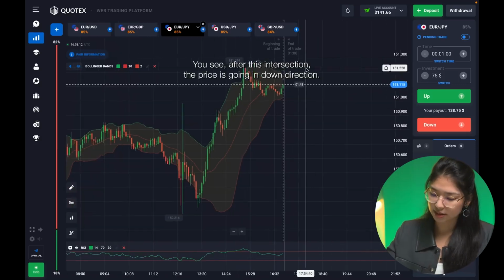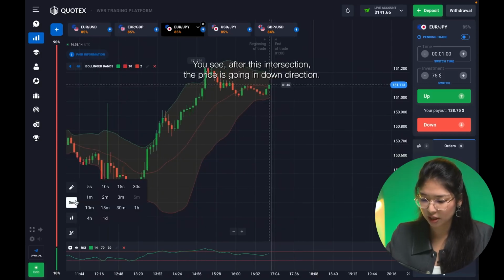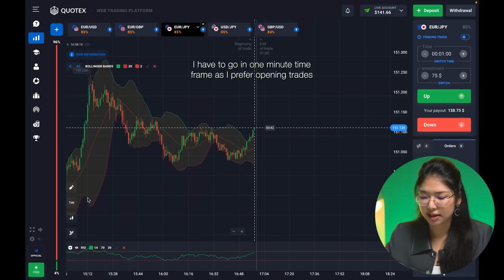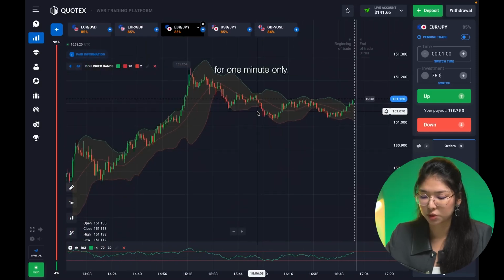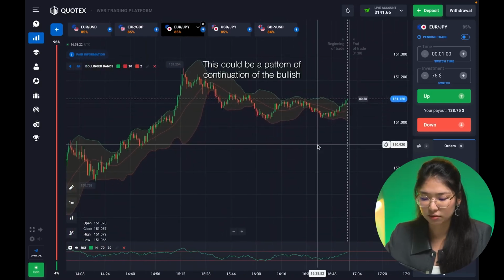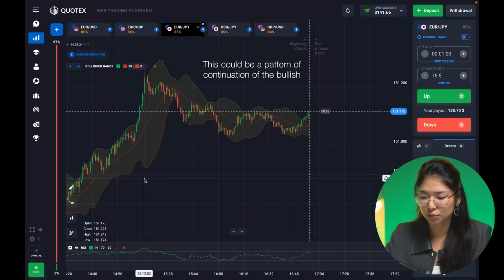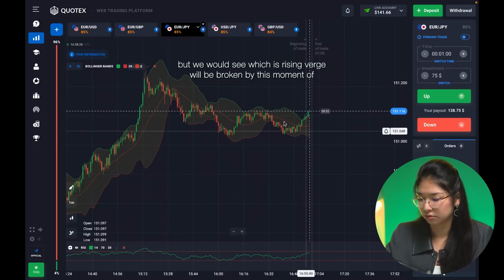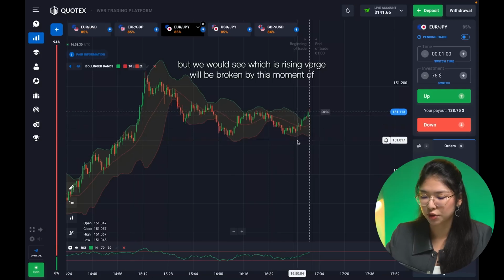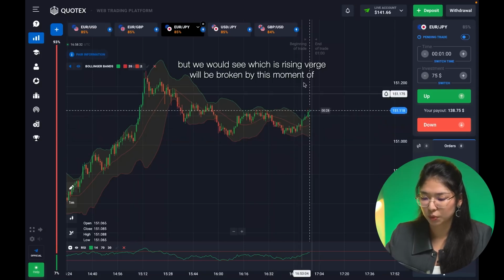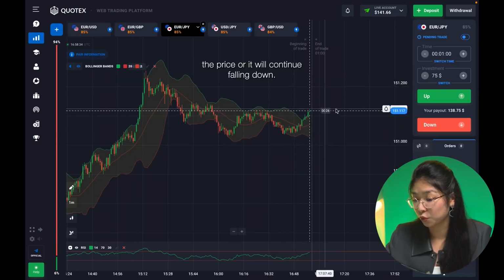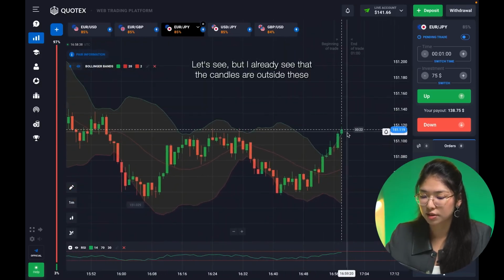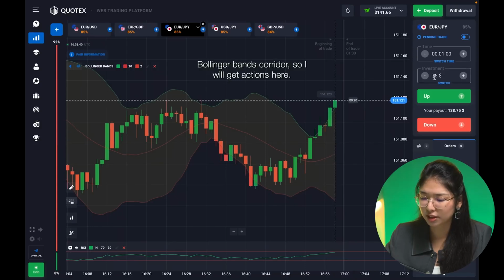You see, after this intersection, the price is going in down direction, but that's 5 minutes time frame. I have to go in 1 minute time frame as I prefer opening trades for 1 minute only, and this could be a pattern of continuation of the bullish movement of the price, as well as it could be a reversal pattern. But we will see whether this rising edge will be broken by the movement of the price, or it will continue falling down. So let's see, but I already see that the candles are outside this Bollinger Bands corridor and I will get actions here.